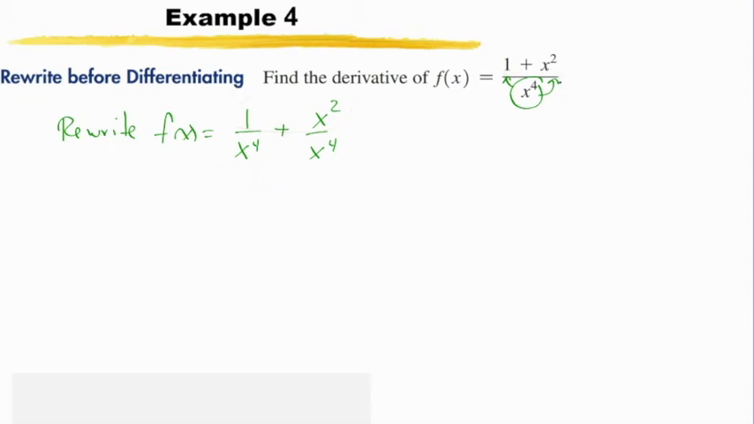So now that we've split it up, we can take these derivatives independently. Differentiate on a term-by-term basis.